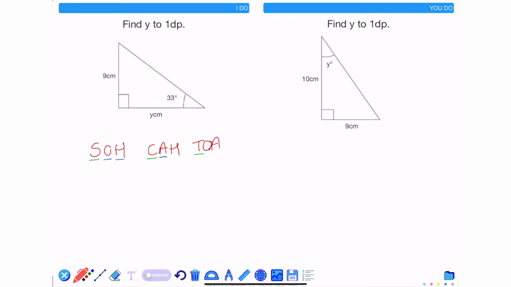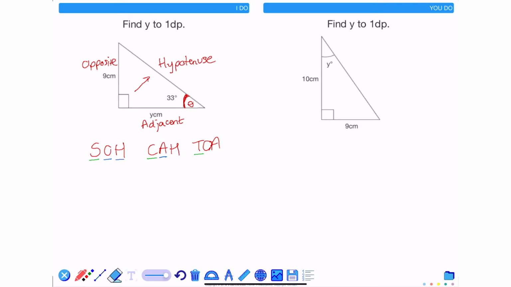O stands for opposite, which is opposite to the angle that we're focusing on. The angle itself is given the Greek symbol theta, and the side next to theta is called the adjacent. The H is the hypotenuse, and the hypotenuse is the longest side of the right-angled triangle, always opposite to the right angle.